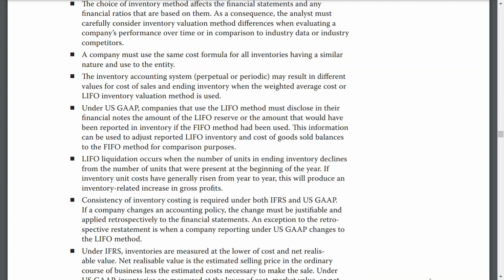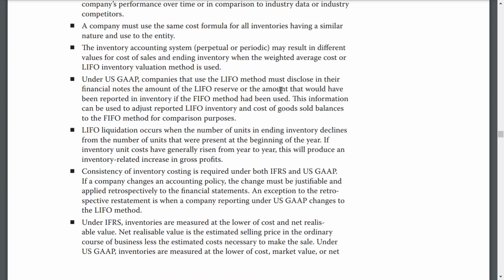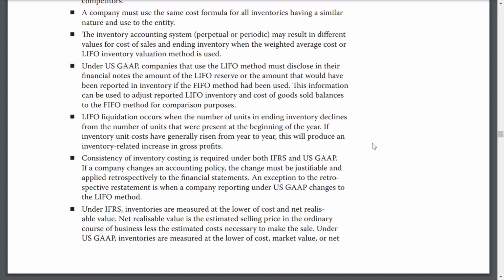The inventory accounting systems, perpetual or periodic, may result in different valuations of cost of sales and ending inventory when the weighted average cost or LIFO inventory valuation method is used. Under US GAAP, companies that use the LIFO method must disclose in their financial notes the amount of the LIFO reserve, or the amount that would have been reported in inventory had the FIFO method been used. This information can be used to adjust reported LIFO inventory and cost of goods sold balances to the FIFO method for comparison purposes.